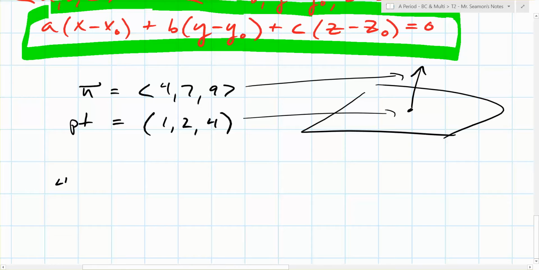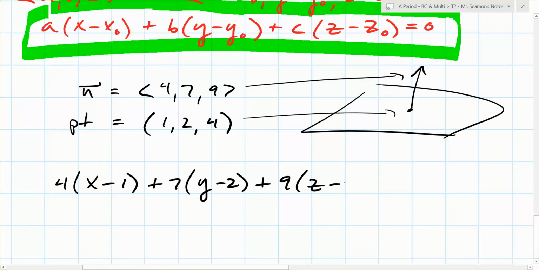So it's going to be 4x plus 7y plus 9z minus something equals zero. That is the equation of the plane that passes through the point (1, 2, 4) that is perpendicular to (4, 7, 9).